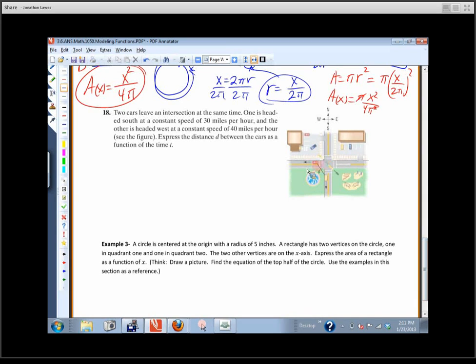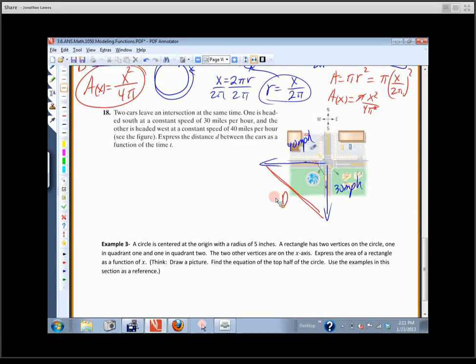So here's the deal. We've got this car speeding out of town like this. And it says, let's see, one is heading south at 30 miles per hour. The other one is heading west at 40 miles per hour. So this is 40 miles per hour right here. That's its rate. And this one is heading south at 30 miles per hour. And what we want is this. We want to know what the distance is between those. That's what we want right there.